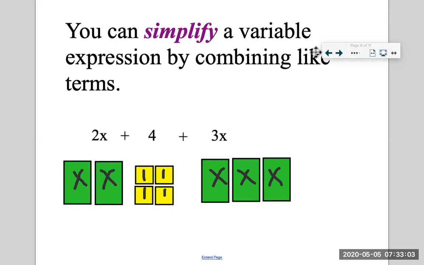So we can simplify this expression by combining the like terms. All of the rectangles could be put together and all of the squares could be put together. So we could rewrite this as 5x's plus 4, and that would be called its simplest form.